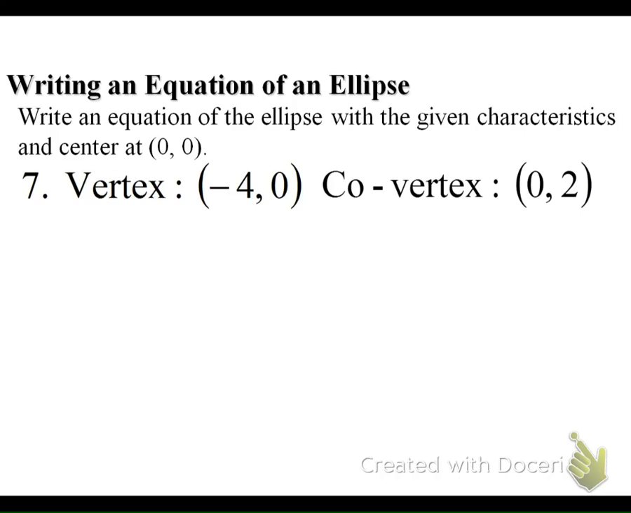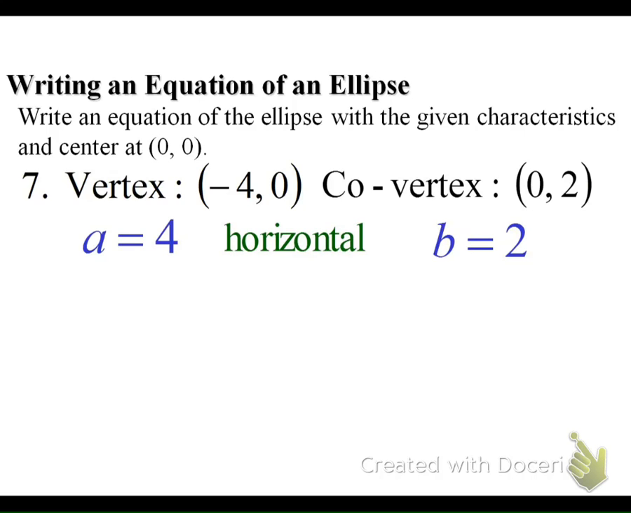What's my A value? 4, good. Now, we just have to decide if it's horizontal or vertical. Horizontal, because you'd have to go left 4 to get to this vertex, right? And then you'd also have one to the right 4. So that's a horizontal major axis.